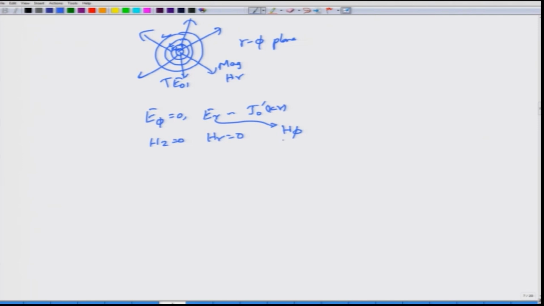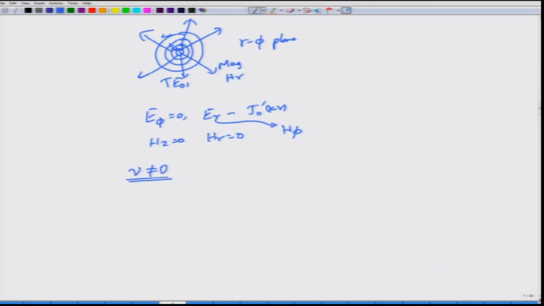So, these are very special solutions for the case of transverse electric and transverse magnetic modes, for the case where nu equal to 0. But in general when nu is not equal to 0, you will have other solutions.